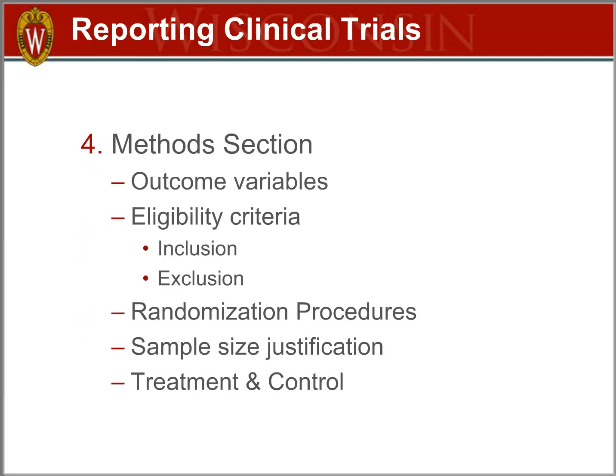We need to have a method section which defines the details of the protocol in a very concise fashion. What were the outcome variables? What are the criteria for patients to be entered? What were the inclusion and exclusion criteria? If it's a randomized trial, what were those randomization procedures? What's the sample size justification? This can be a very short paragraph, but concisely written can be very important. Sometimes trials do not report the reasons for the sample size used. Of course, one needs to define in detail the treatment and the control that are being used in the trial.